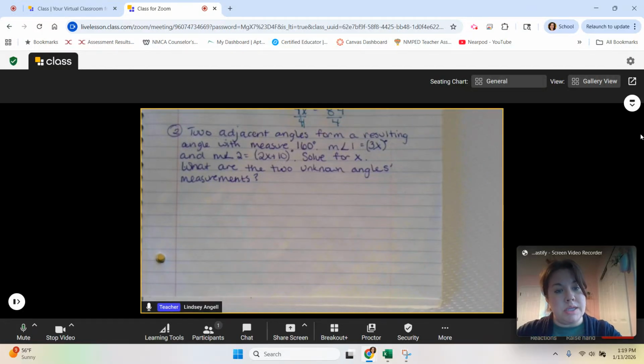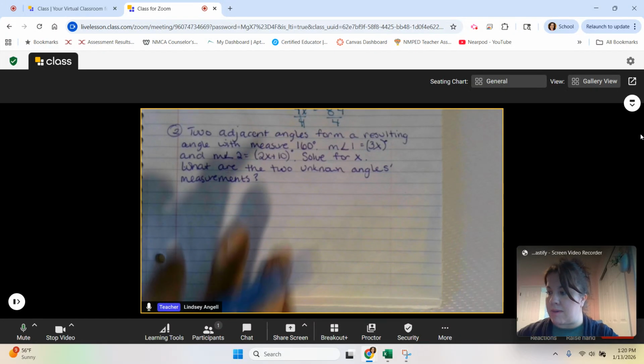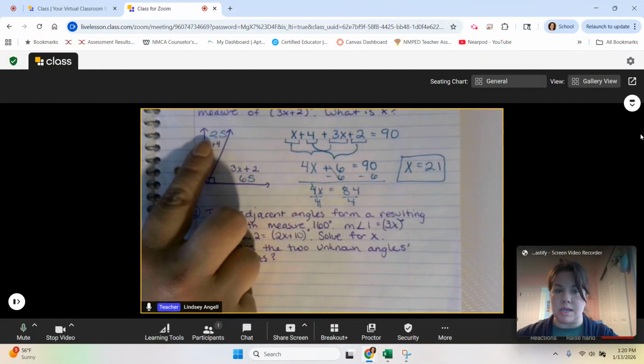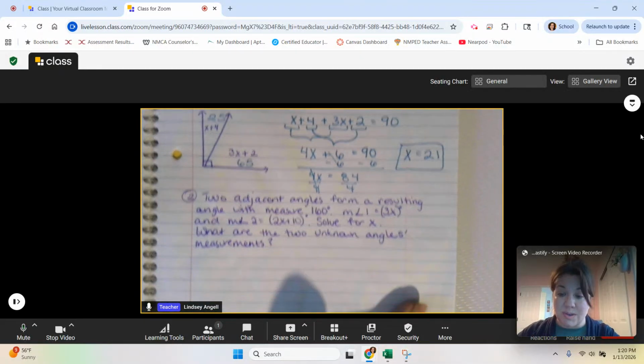Number 2, two adjacent angles form a resulting angle with measure 160 degrees. The measure of angle 1 is 3x degrees, and the measure of angle 2 is 2x plus 10 degrees. Solve for x. What are the two unknown angle measures? So this is what I was talking about. And really that's what we just did to get the 25 and 65. So we've already practiced this.